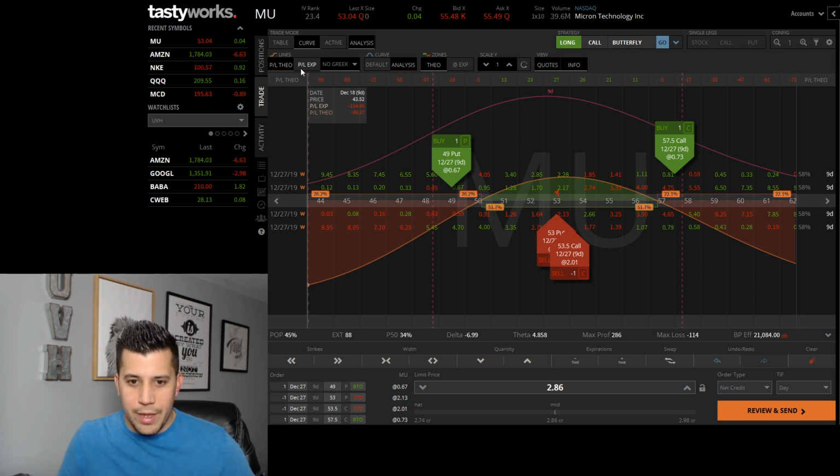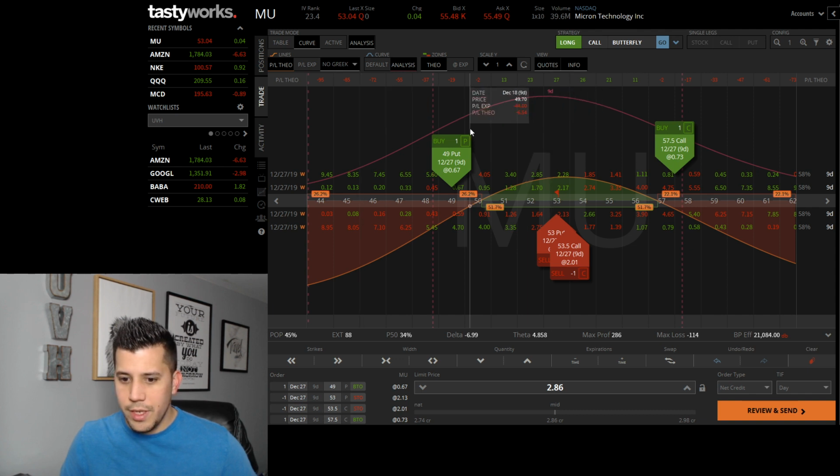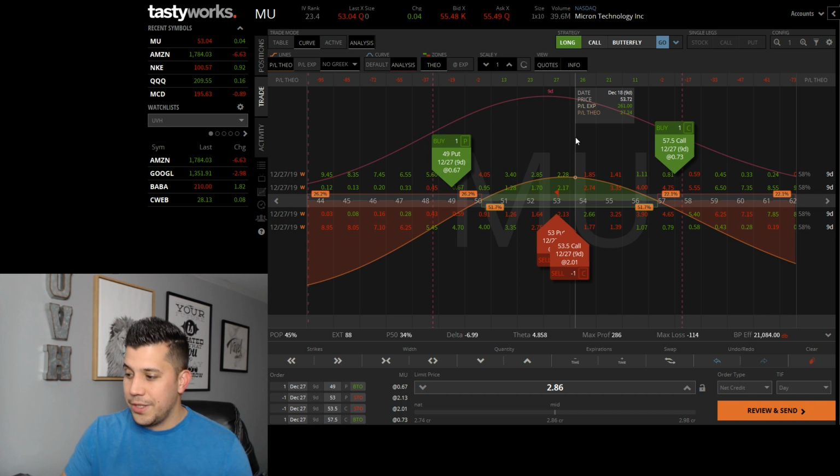P&L expiration, exactly that. It's how much you'll make or lose if this expires right where it's at. And so this is a little bit, I would say, for most traders, especially people that are coming from Robinhood, you're looking at this like, holy crap, this is insane.